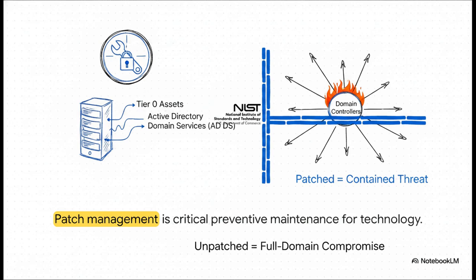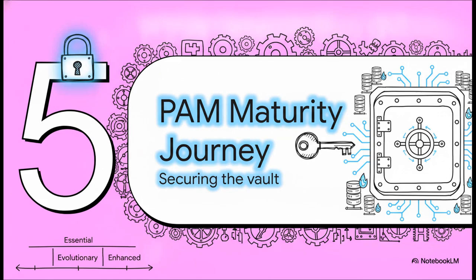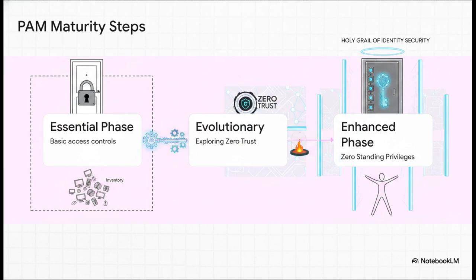Recent vulnerabilities have shown us time and again that unpatched domain controllers can instantly turn a minor, low-level foothold into a devastating, full domain compromise. Section 5. The PAM Maturity Journey. Let's move to the vault. So let's see how this builds when we're dealing with our most highly privileged, dangerous access.